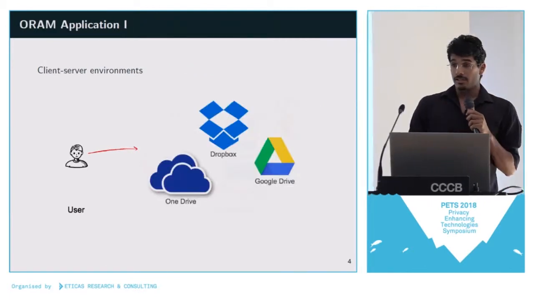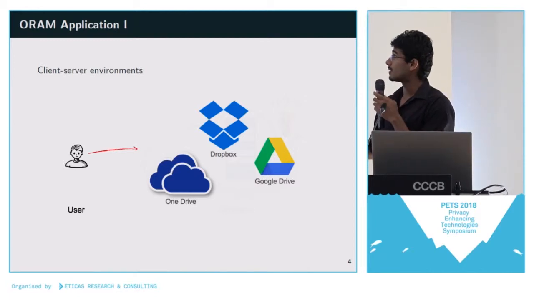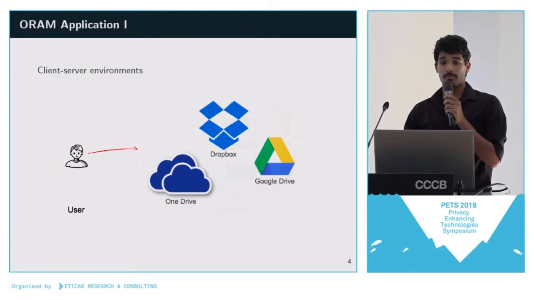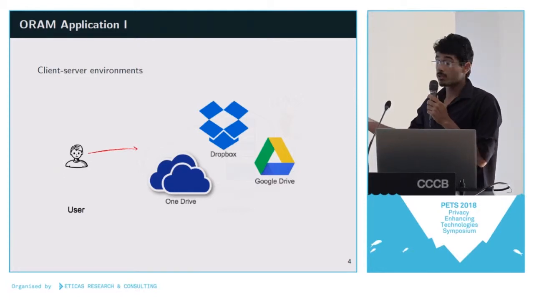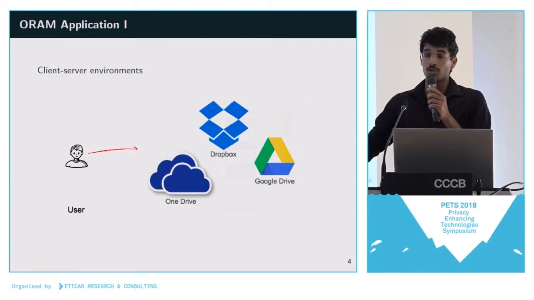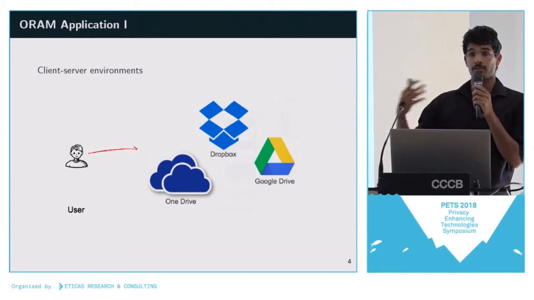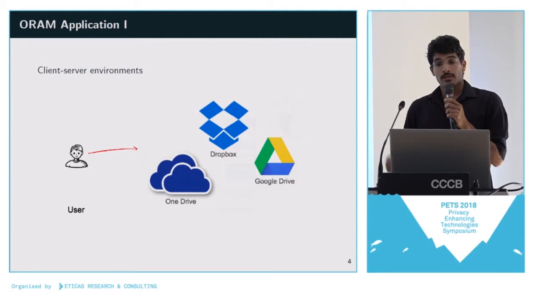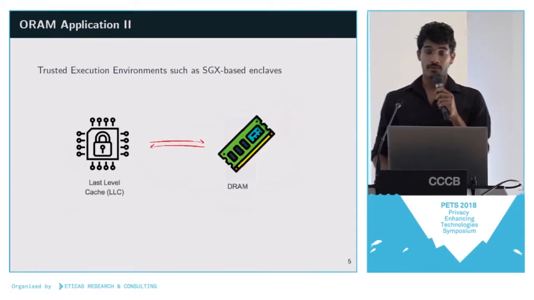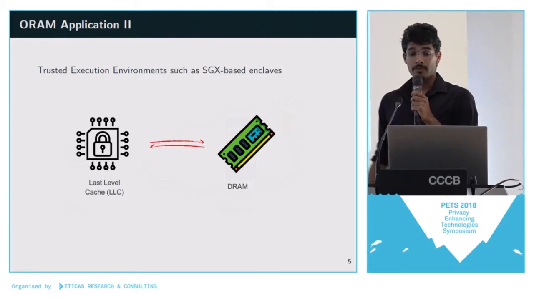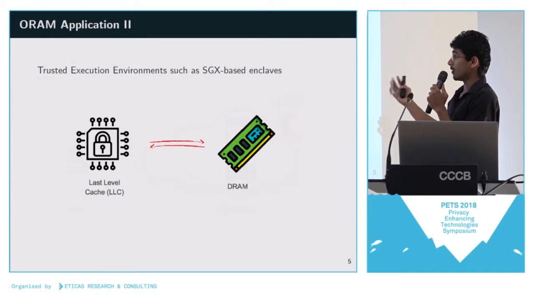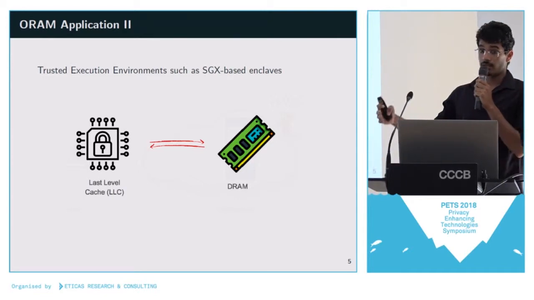ORAMs typically are deployed in two contexts. The first one is in a client-server environment where the client could be a smartphone application. The server or the database in this case is the client's Dropbox or Google Drive account, and he wishes to retrieve a record from that. The other application scenario for ORAM is in a trusted execution environment such as SGX-based enclave. In that, the last level cache tries to access items from the DRAM, which is untrusted.